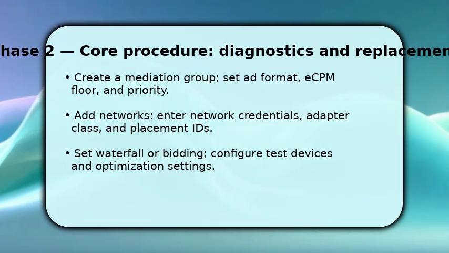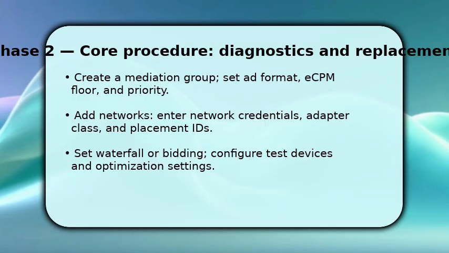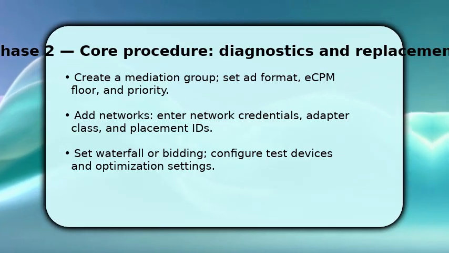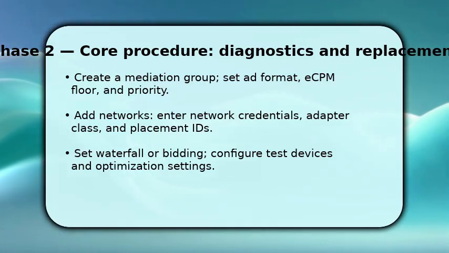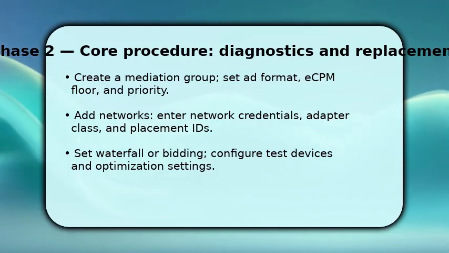Create a mediation group for the correct ad format, choose geographic targeting, and set an eCPM floor if desired. This helps control quality and revenue. Next, add networks to the group, entering each network's credentials and placement ID. This connects server-side settings to your app.